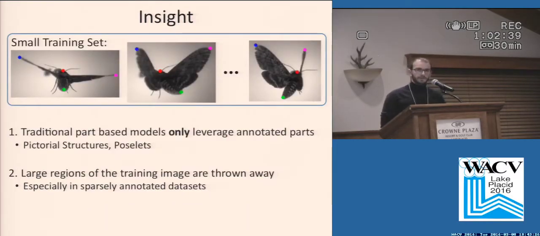Now I want to give you a little bit of insight into what drove my method. Again, we're looking at the training set here where we have 4 landmarks annotated for us. If you think about traditional part-based models, such as pictorial structures and its derivatives and also those based on poselets, they only model parts that have been annotated in your data set. So if a region of your data set is not annotated, those models are not going to capture it. This is a huge problem when you have data sets with relatively few annotations, because that means large regions of your image are not modeled. In the case of the moth here, for this data set, that means most of the wing and abdomen are not represented by traditional models.